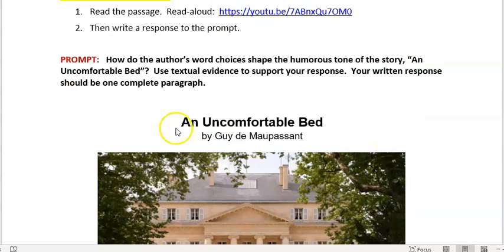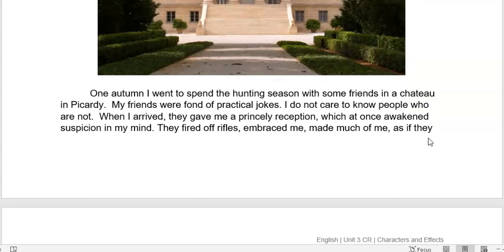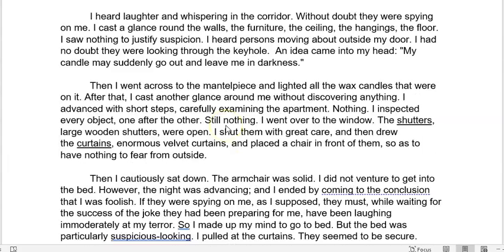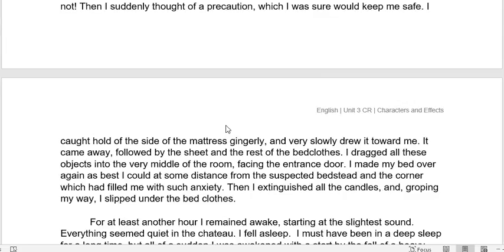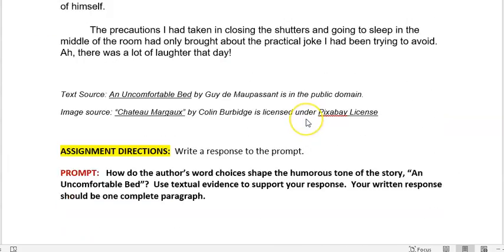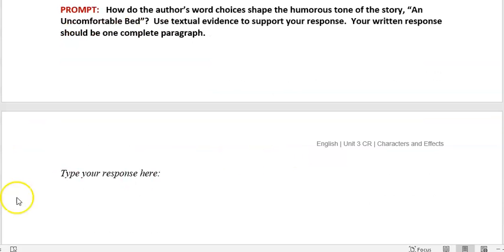All right, so our text is An Uncomfortable Bed by Guy de Maupassant. Here's a picture. And then here's the beginning of the story, the middle of the story, and then the ending of the story. Okay, and then we have: write a response to the prompt. How did the author's word choices shape the humorous tone of the story An Uncomfortable Bed? Use textual evidence to support your response. Your written response should be one complete paragraph.